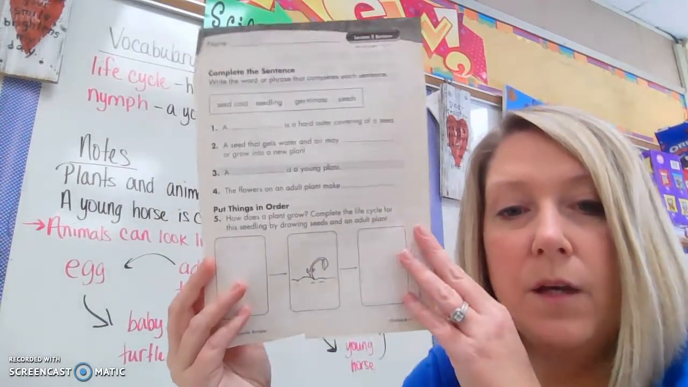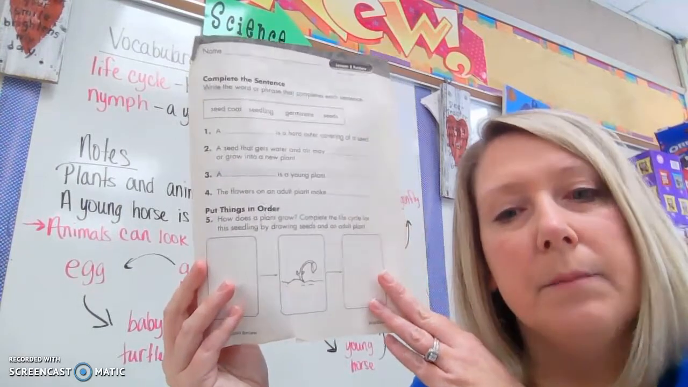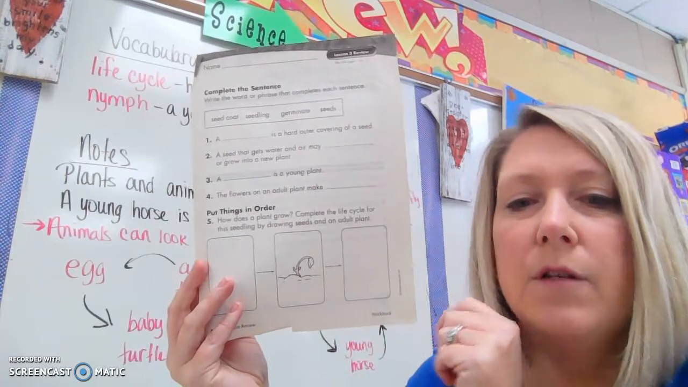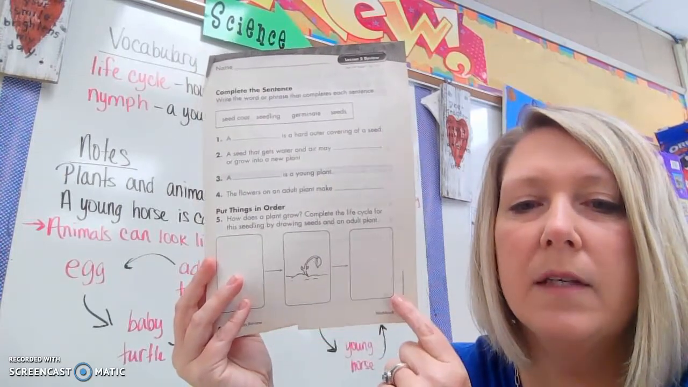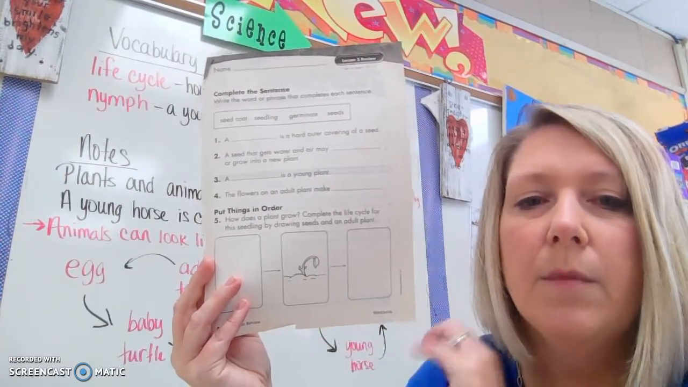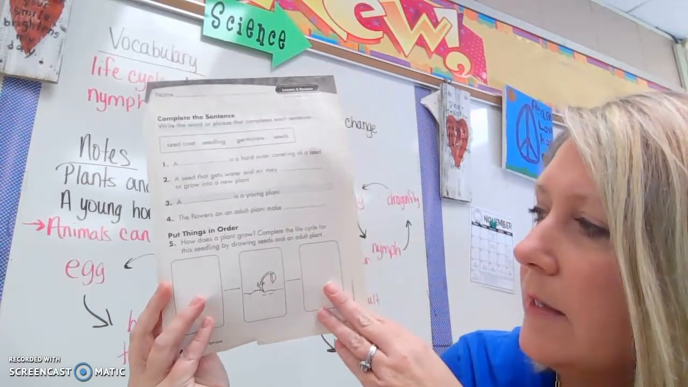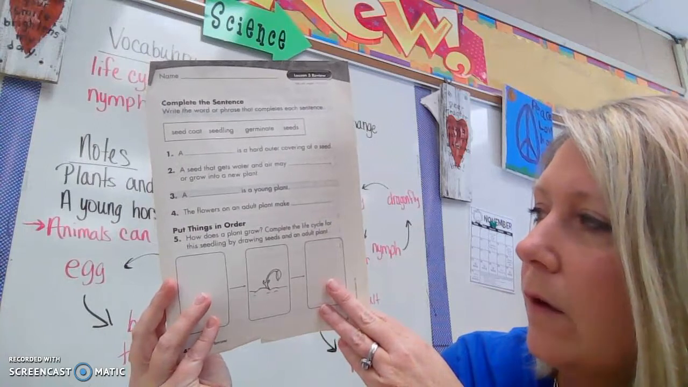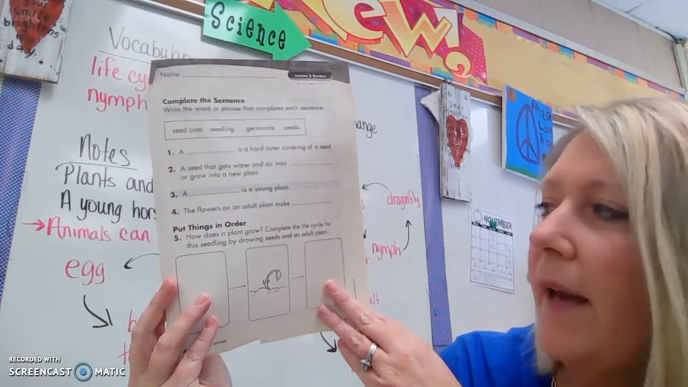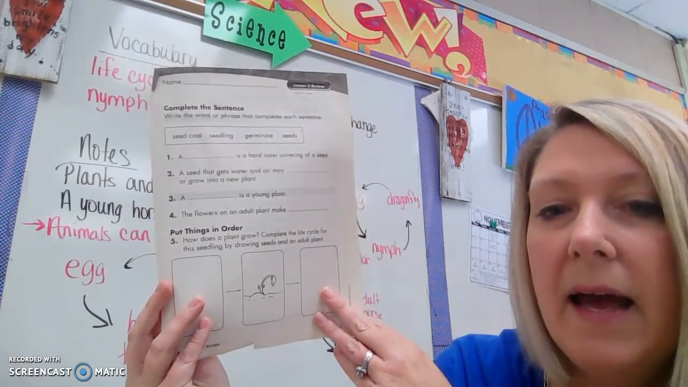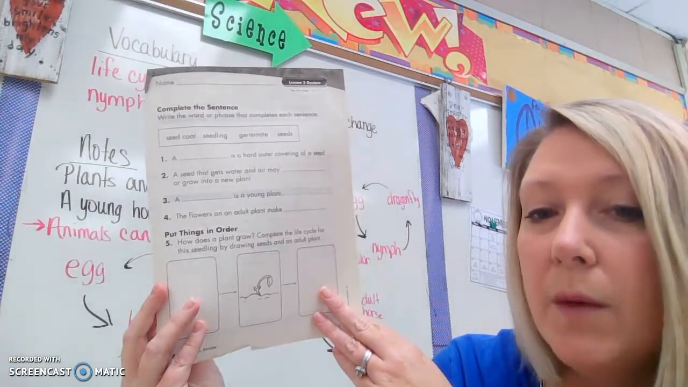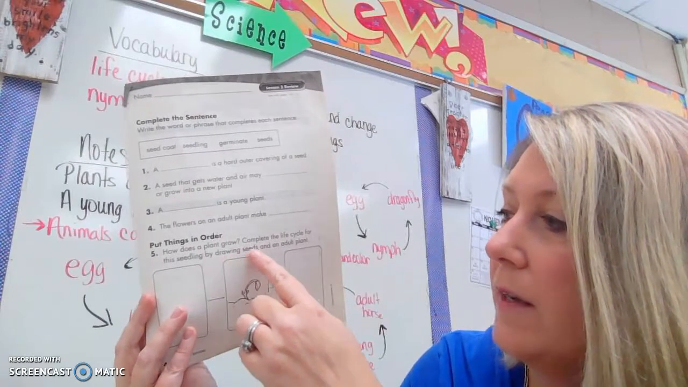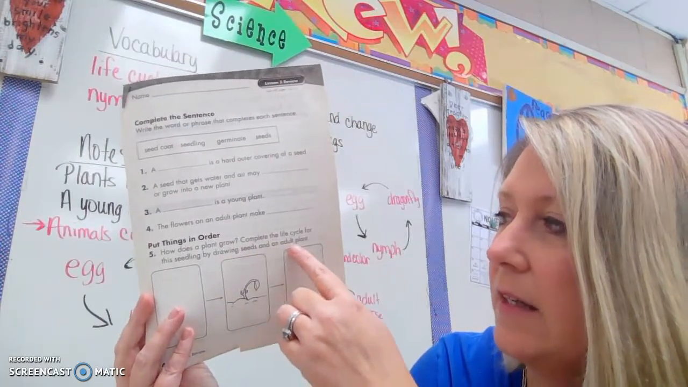On the bottom, you have 3 boxes. The box in the middle already has a picture inside of it. So you have to do a picture in the first box and a picture in the last box. So let's read number 5. It says, how does a plant grow? Complete the life cycle for this seedling by drawing seeds and an adult plant. So it tells you right there what to draw. Draw seeds and an adult plant.